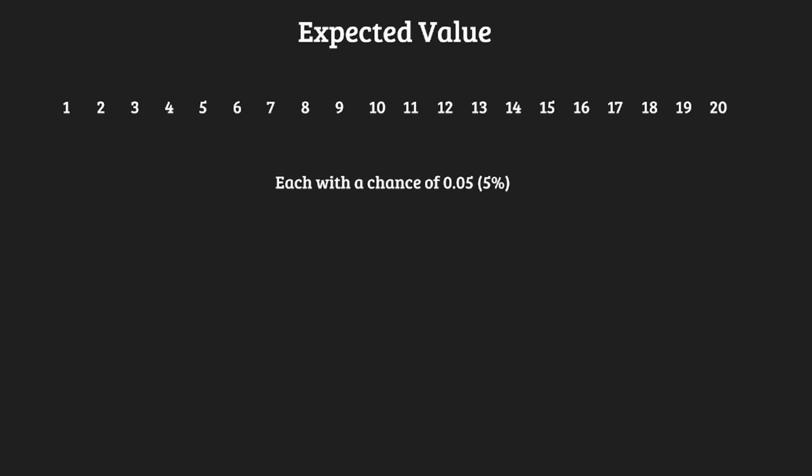First, we take the chance to roll each of these, which for a regular roll, where you just roll one die, is a 0.05 or 5% chance to roll each one of these. So a 5% chance to roll a 1, a 5% chance to roll a 2, and so on. Right? And what we do is we add up all of those chances, right?